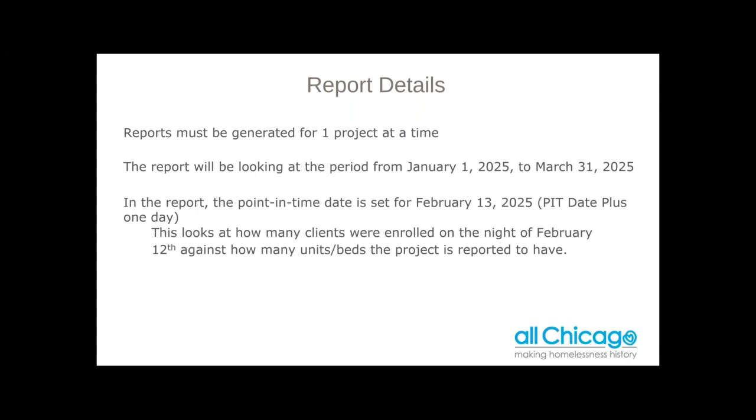In the report, the point in time date is set for February 13th, 2025. Again, that's accounting for the plus 1 day. But within the report itself, the data that's going to be pulled in is based on February 12th. And again, this is available in the report currently. So if you're running the report, you shouldn't have to make any adjustments to the parameters, none of the date fields. The only thing you're going to need to adjust is the actual provider field where you're choosing your project. Everything else is going to be set by default.